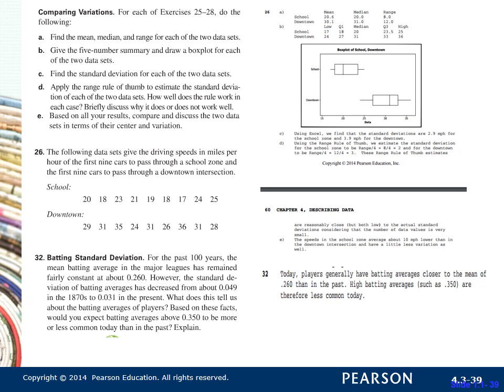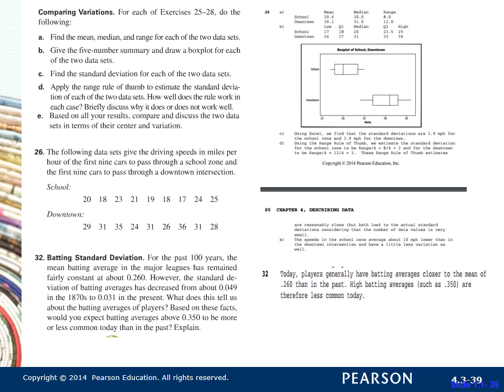All right, last problem, 32. We've got batting standard deviation. So over the last 100 years, the mean batting average in the major leagues has remained fairly constant, about .260. So they get a good hit around a fourth of the time. However, the standard deviation of batting averages has decreased from about .049 in the 1870s to .031 in the present. What that means is the data is spread more tightly around that mean of .26 if it has a smaller standard deviation. So what does this tell us about batting averages of players?